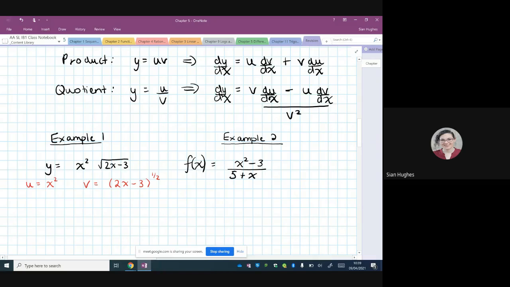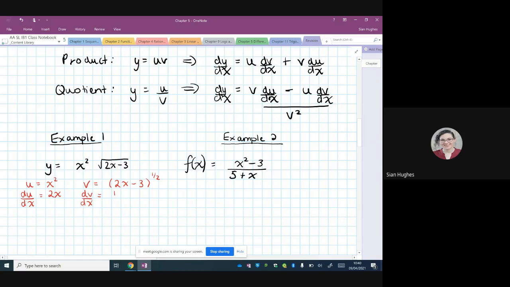And you'll notice as well, with the v, instead of writing square root, I've chosen to write power half, because that usually makes our life easier for differentiation. So the first thing we want to do is differentiate both of these. So we're going to find du by dx, which comes out as 2x, and dv by dx.